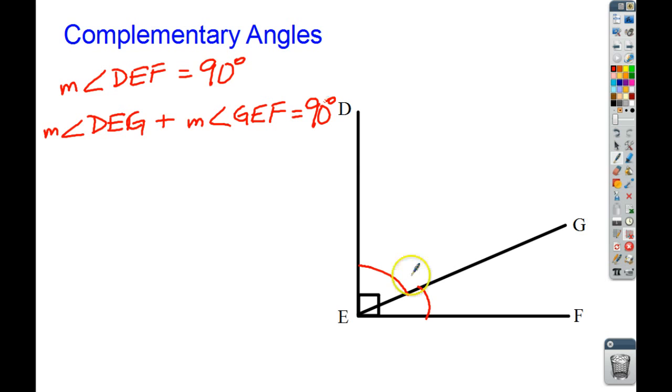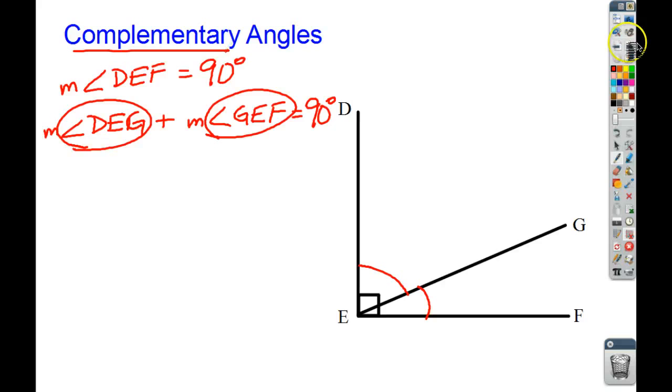Okay, if I have this big 90-degree angle and I draw a line, I'm breaking it up into two smaller angles, and together they equal 90 degrees. So what that means is this angle here, angle DEG, and angle GEF, these are complementary angles. Those are complementary angles because together, when I put them together, they equal a right angle. And that's how this works.